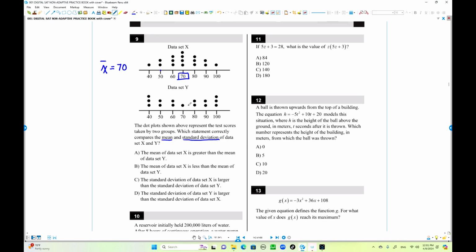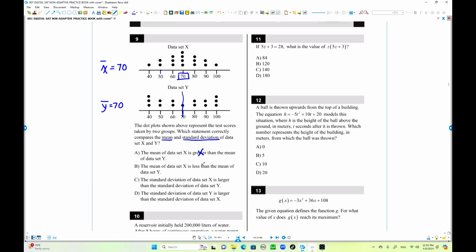Take a look at the other side. This also is perfect symmetry, right? Same point, same distance, with the same number of data. This also is perfect symmetry. So 70 is also the mean. So I'm going to do this. Mean also 70.